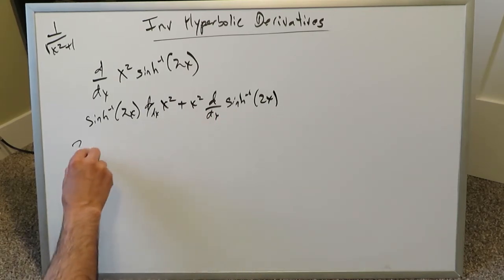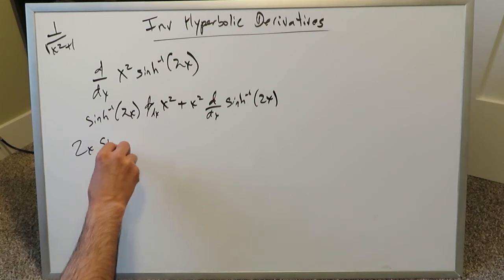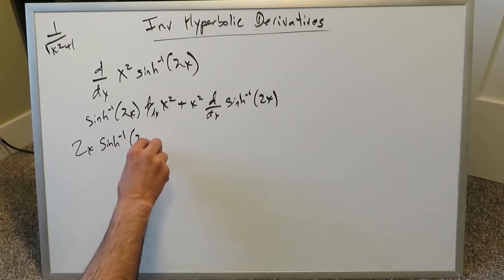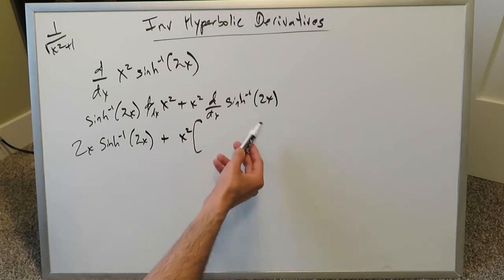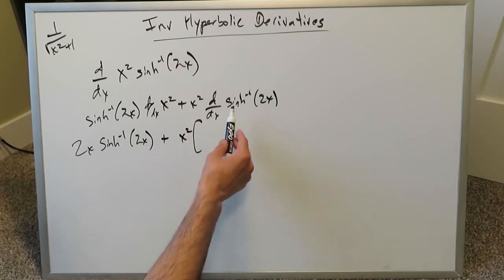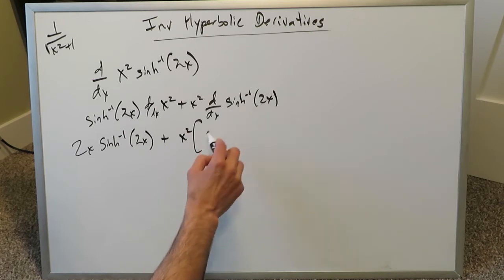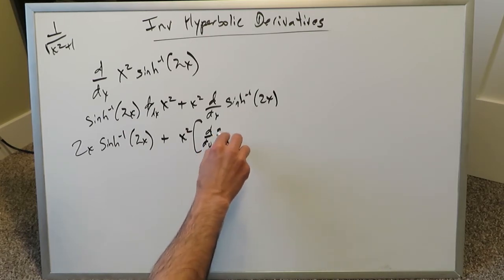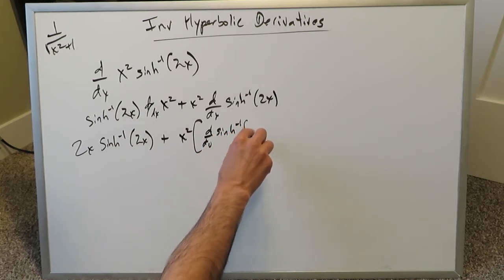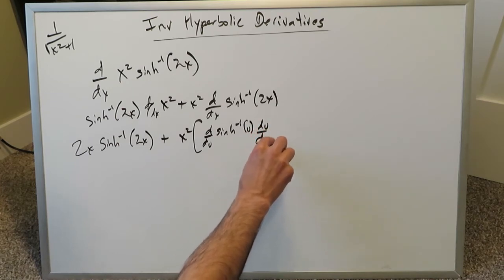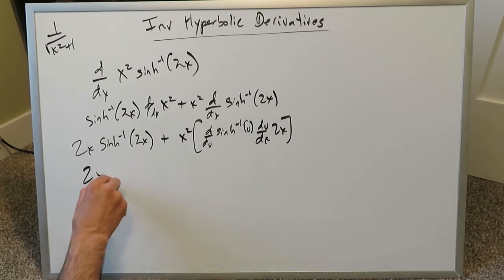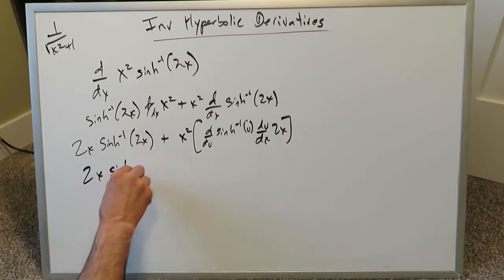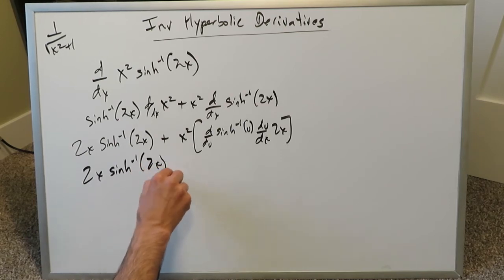This comes out as a 2x, so we have 2x inverse hyperbolic sine 2x plus we have an x squared, and let's do the chain rule over here. If u is equal to 2x, the function with regards to u is inverse hyperbolic sine of that u. D over du of inverse hyperbolic sine u, and then du over dx of 2x. That's the chain rule completed. We'll take this forward. This stays as is, 2x inverse hyperbolic sine 2x.